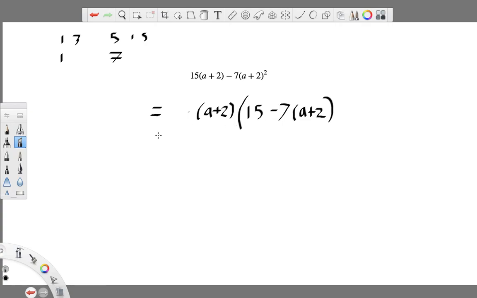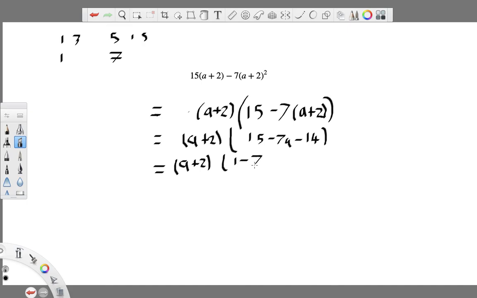So again, we just have to now simplify the big bracket that we have. So we've got a plus 2, and then simplifying this, so we have 15. So we're going to have to expand this little bracket that we've got here. So minus 7a minus 14. And again, we'll just simplify that. So we've got a plus 2. 15 minus 14, well, that's just 1. So we've got 1 minus 7a.